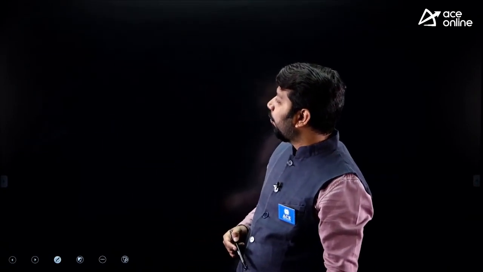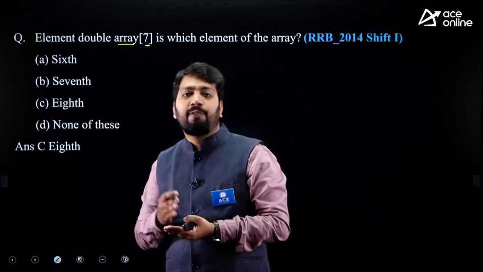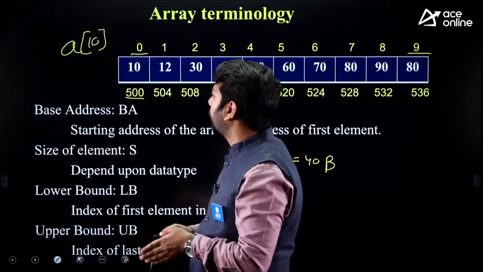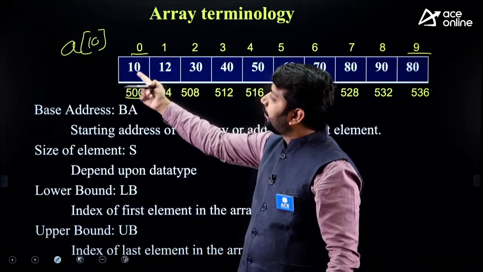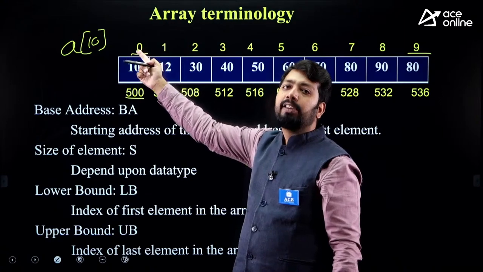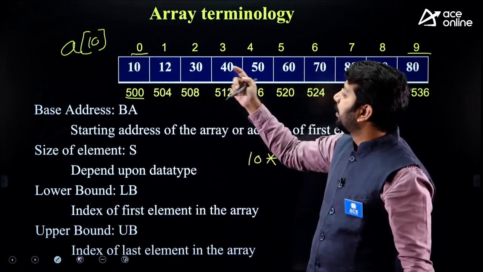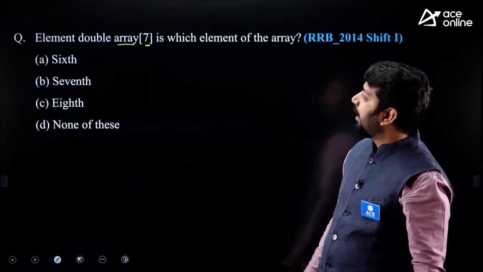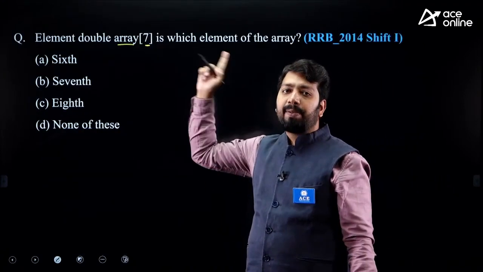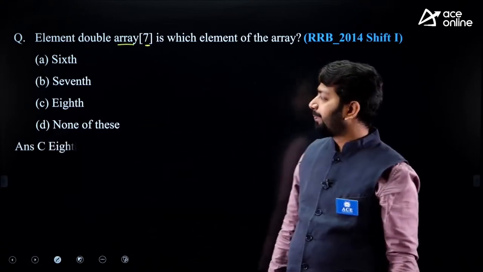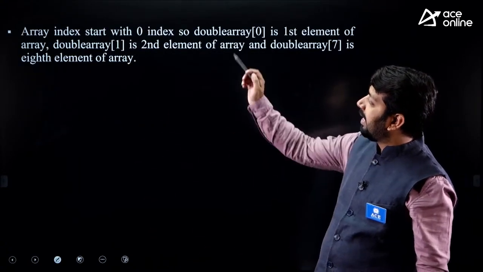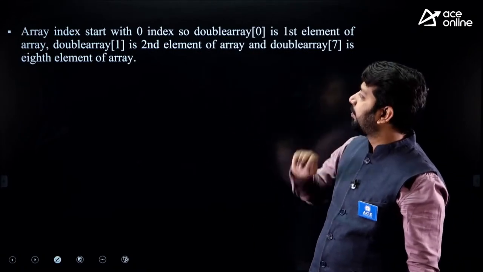Answer is 8th. Why 8th? Because we start from 0. Fine. So our first element of the array, let me show you again. Our first element of the array is represented by 0th index. Our third element of the array is represented by second index. So here 7th index will represent 8th element. Fine. Array index in C language always starts from 0.